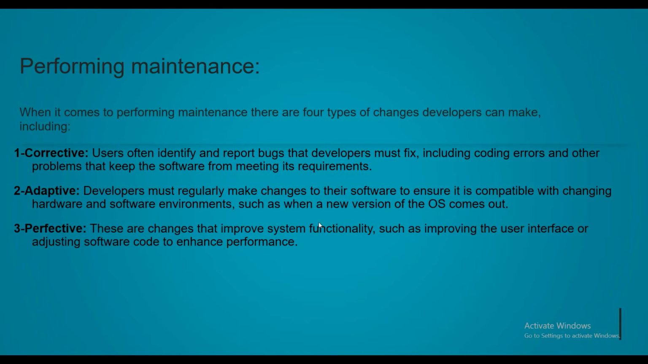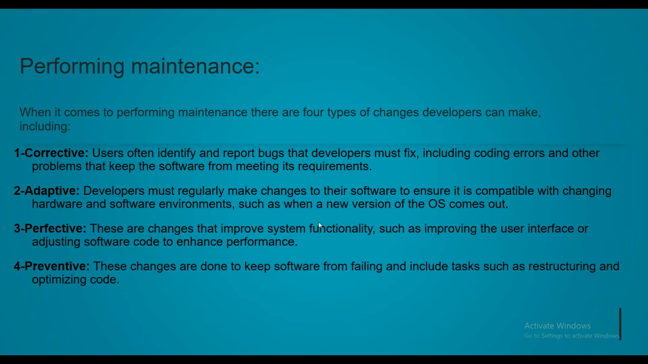Third is perfective. These are changes that improve system functionality, such as improving the user interface or adjusting software code to enhance performance. The fourth one is preventive. These changes are done to keep software from failing and include tasks such as restructuring and optimizing code.